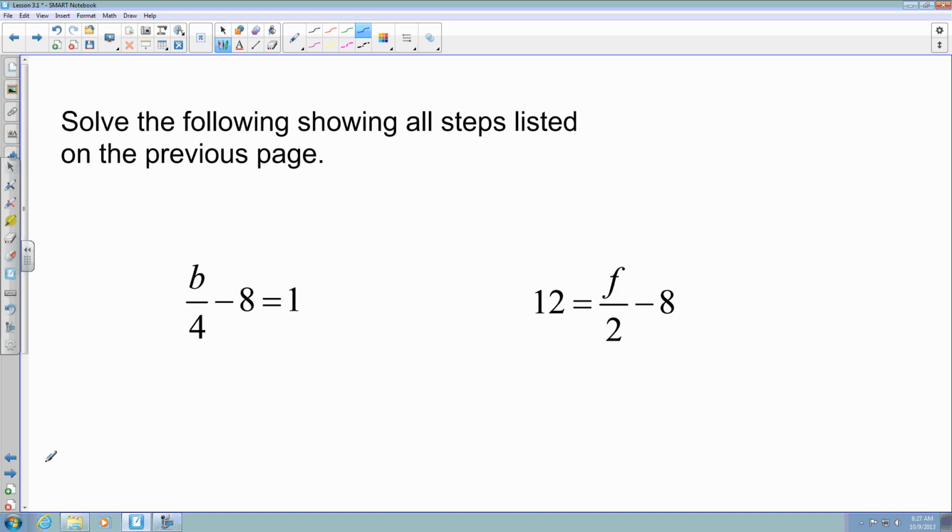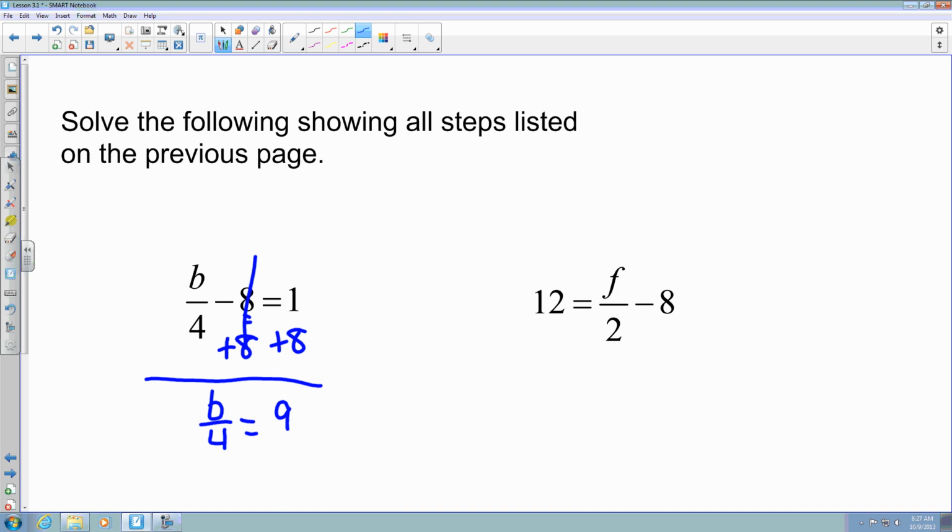So let's give some more a try. We have b over 4 minus 8 equals 1. The first thing we have to do is eliminate the constant. The constant over here is 8. So I'm going to add 8 to both sides to eliminate that constant. Now what I have left is b over 4 equals 9.